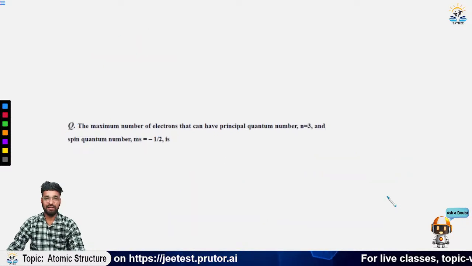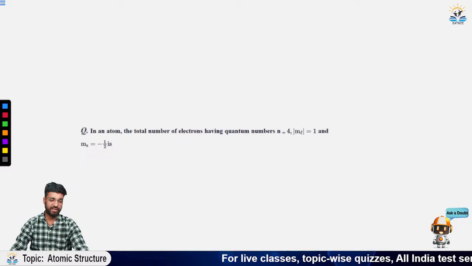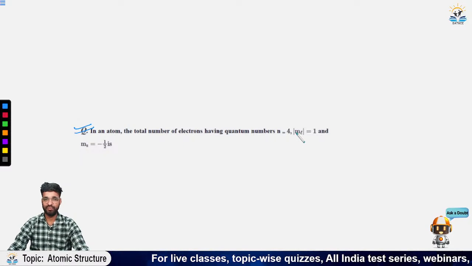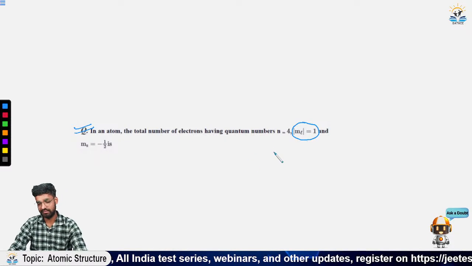Now we will move to the next slide. So there is again a question here. You should try it by yourself. It is the same question, but one more specification is given here, that it will have an ml value of 1. So you can solve this question by yourself.